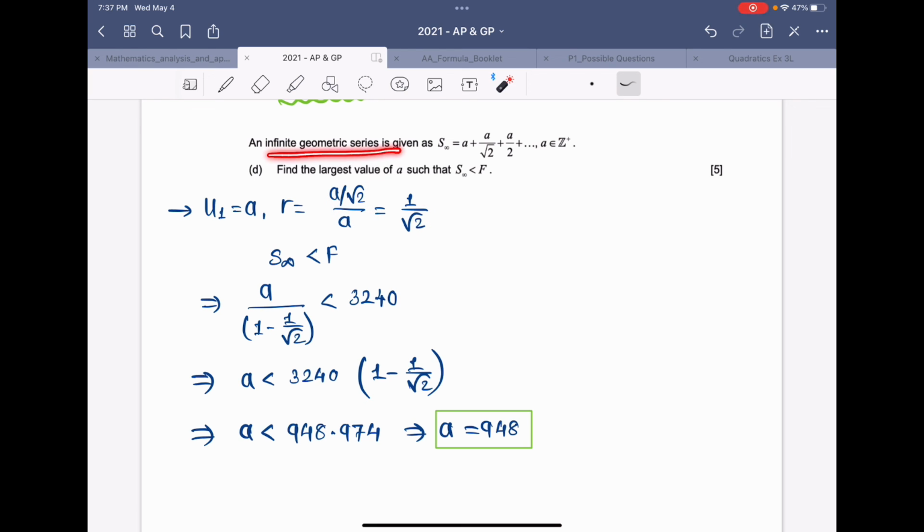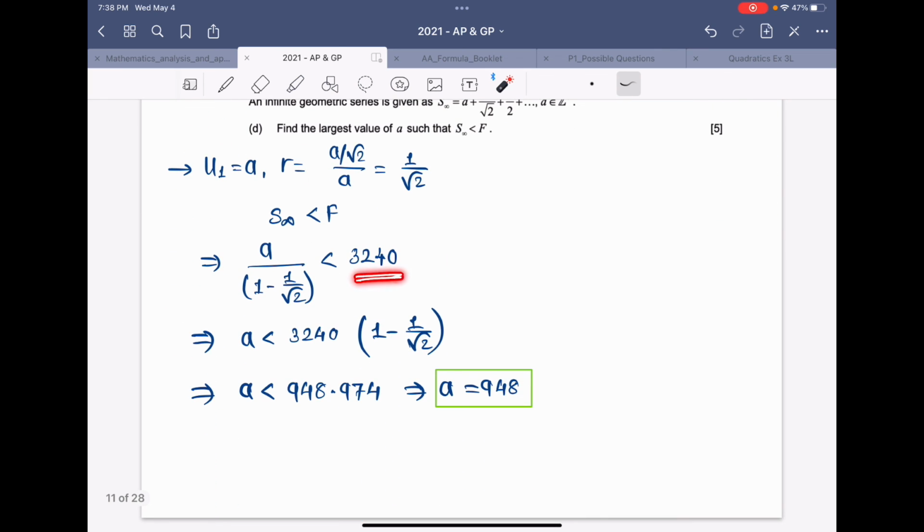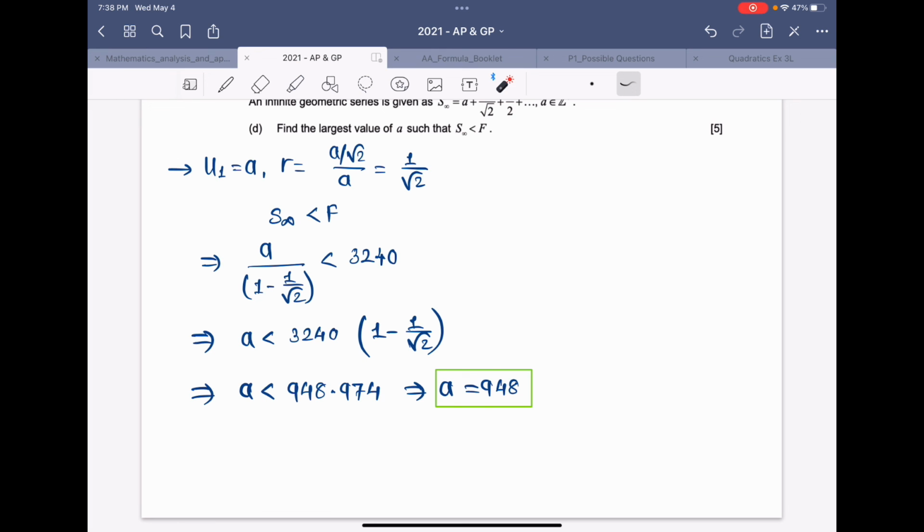It's infinite, so the formula is u1 over 1 minus r. u1 is basically a over 1 minus r, that is 1 minus 1 over root 2, is less than f. F we already found is 3240, less than 3240. Keeping a over here, 1 minus 1 by root 2 I'm transferring to this side, where it gets multiplied. So 3240 times 1 minus 1 by root 2. If I type it on a calculator, I will get the answer 948.974. A is less than this number, so that means it has to be 948. Thank you.